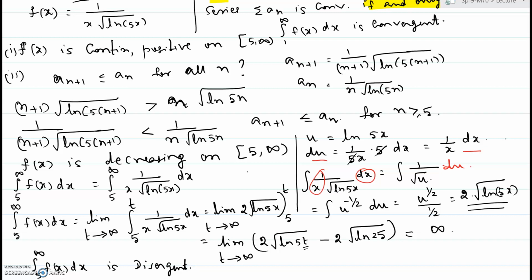As per the integral test, whatever the behavior of the integral is, the series behaves the same. Therefore, the given series is also divergent. Therefore, by the integral test, the given series sigma 1 over n times square root of ln of 5n, n varying from 5 through infinity, is divergent. Hope this video helps.